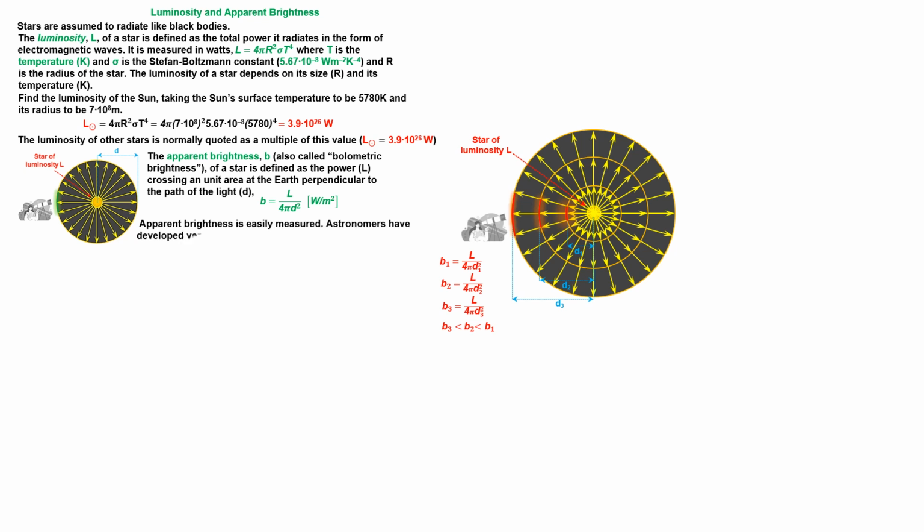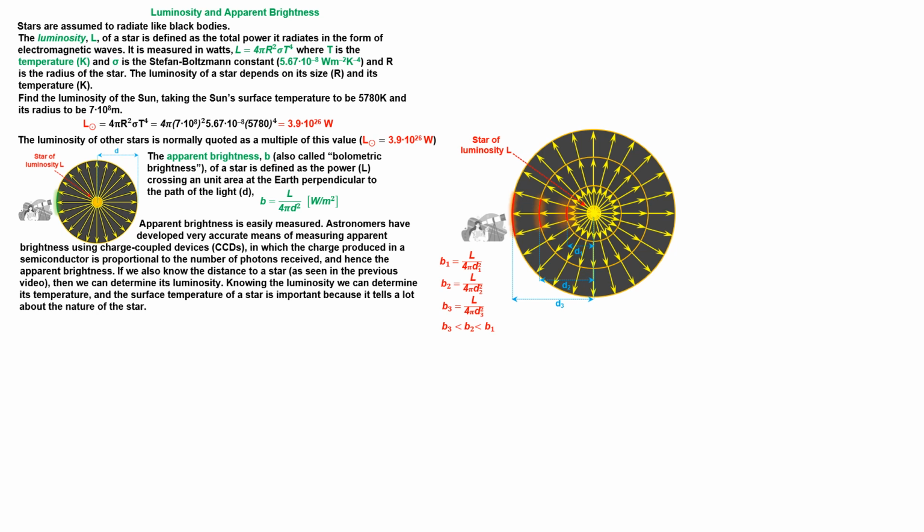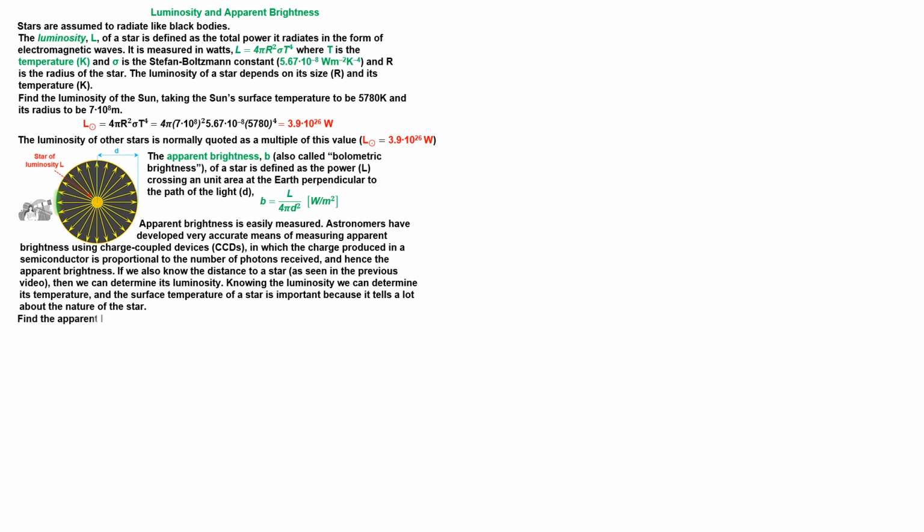Astronomers have developed very accurate means of measuring apparent brightness using charge-coupled devices, in which the charge produced in a semiconductor is proportional to the number of photons received, and hence the apparent brightness. If we also know the distance to a star, as seen in the previous video, then we can determine its luminosity. Knowing the luminosity, we can determine its temperature, and the surface temperature of a star is important because it tells a lot about the nature of the star. Let's see how it works. To solve this example, we use the equation for apparent brightness.